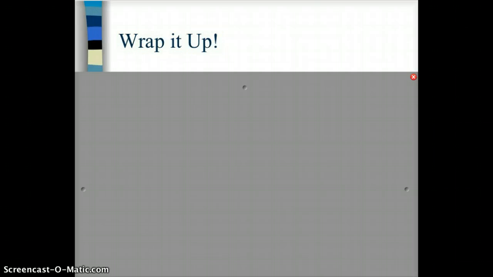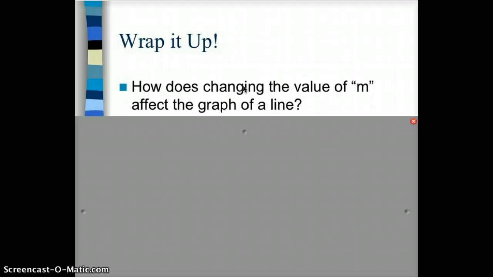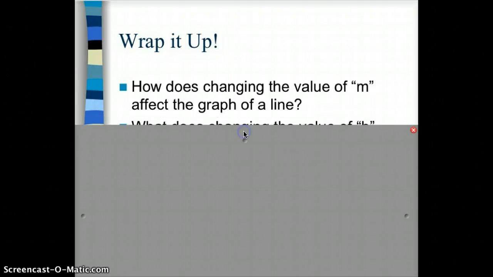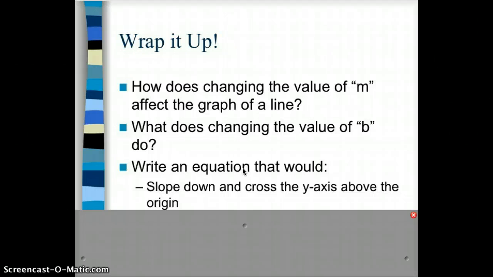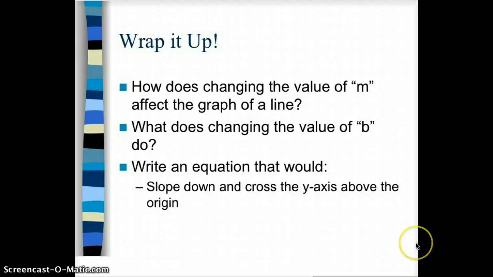So to wrap this up, here are the things I want you to think about today. How does changing the value of m affect the graph of the line? Try to come up with at least 2 things that you can tell me about in class. How does changing m affect what the graph looks like? At least 2 ways. What does changing the value of b do? Again, at least 2 ways. And then finally, can you write an equation that would slope down and cross the y-axis above the origin?